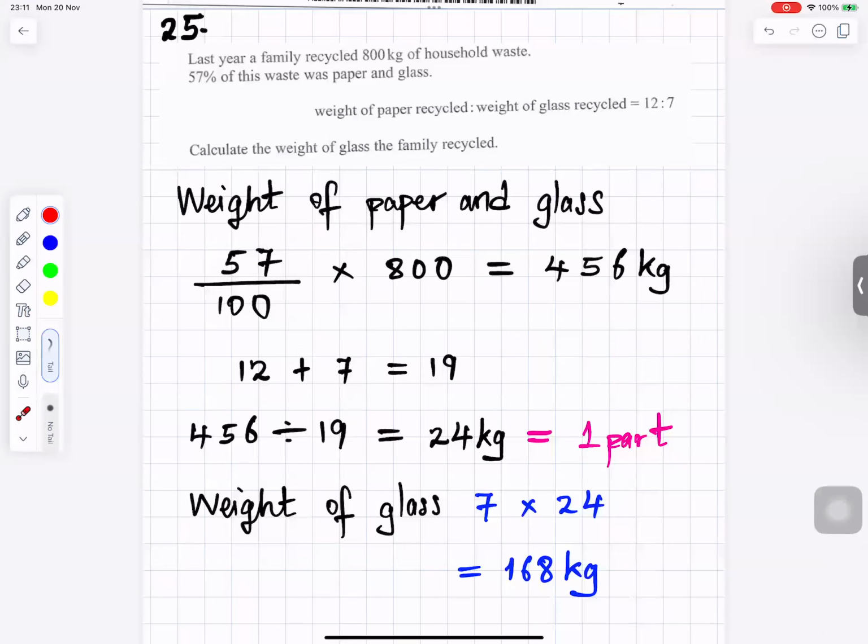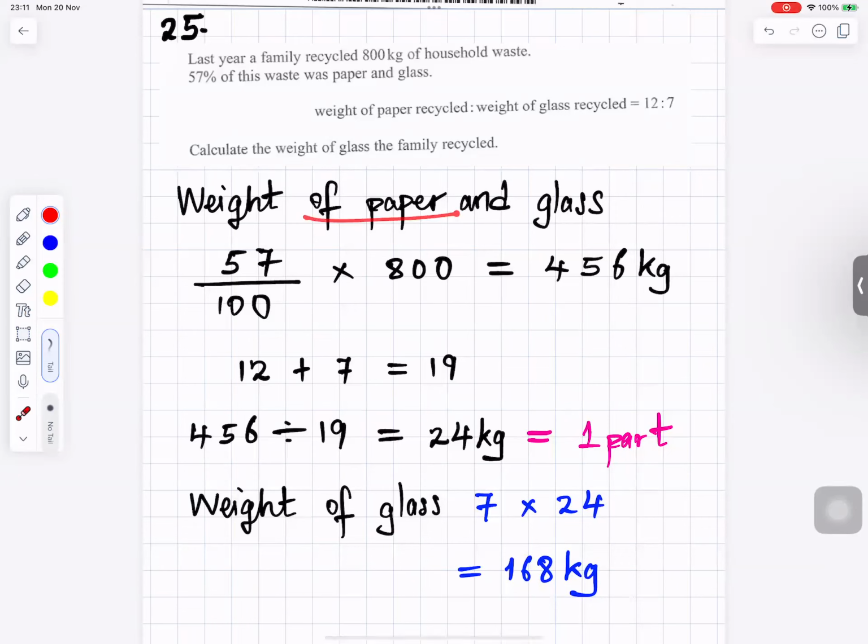Last year, a family recycled 800 kilograms of household waste. 57% of this waste was paper and glass. The weight of paper recycled to the weight of glass is 12:7. Whenever you see ratios, always add them. Calculate the weight of glass the family recycled.